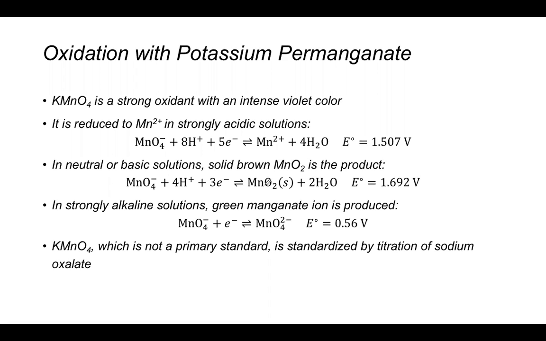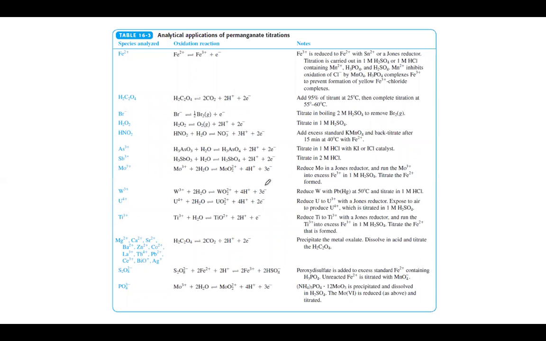Potassium permanganate, which is not a primary standard, is standardized by titration of sodium oxalate. So how do we make a standard out of our potassium permanganate? We standardize it by titrating it with sodium oxalate. So here are some analytical applications of permanganate titrations. So we can analyze various different species.